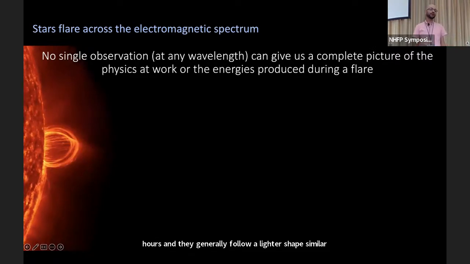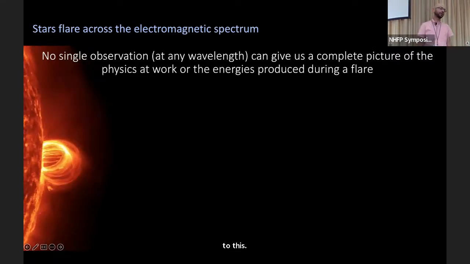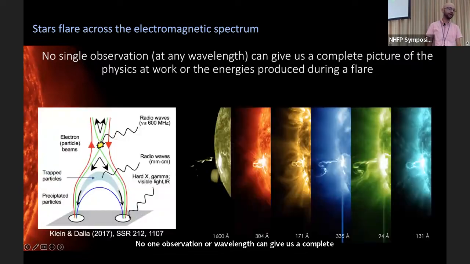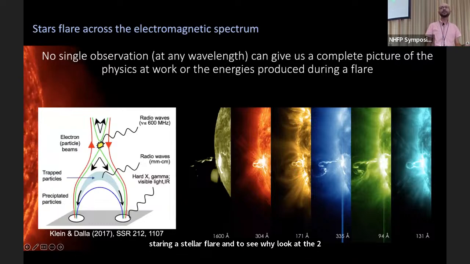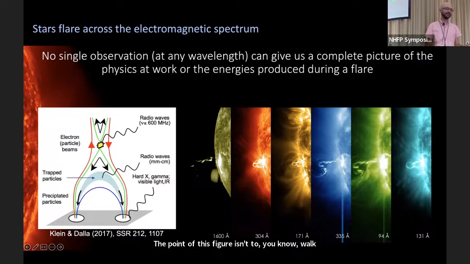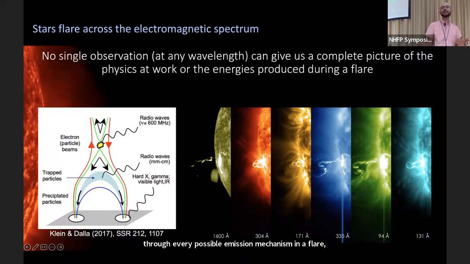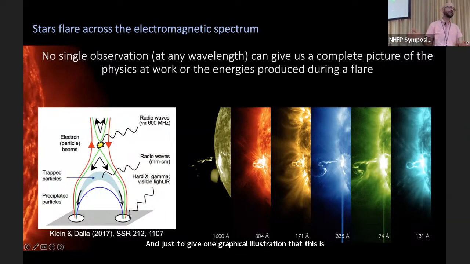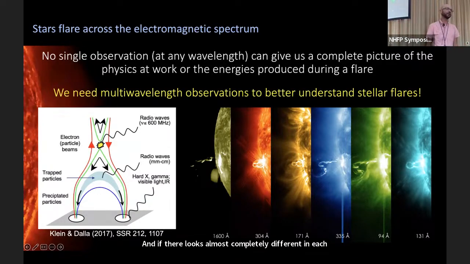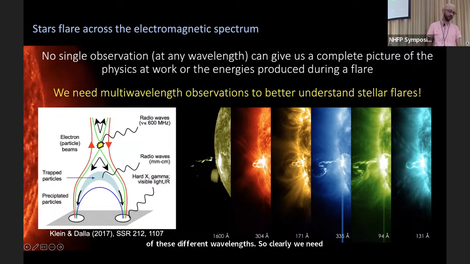No one observation or wavelength can give us a complete picture of the physics at work during a stellar flare. To see why, look at the two figures below, starting with the one on the left. The point of this figure isn't to walk through every possible emission mechanism in a flare, but to point out that different physical processes in the flare emit at different wavelengths and at different times. Just to give one graphical illustration, this is an AIA image of a solar flare in different wavelengths in the UV, and the flare looks almost completely different in each of them. So clearly, we need multi-wavelength observations to really understand all of the processes at work in stellar flares.